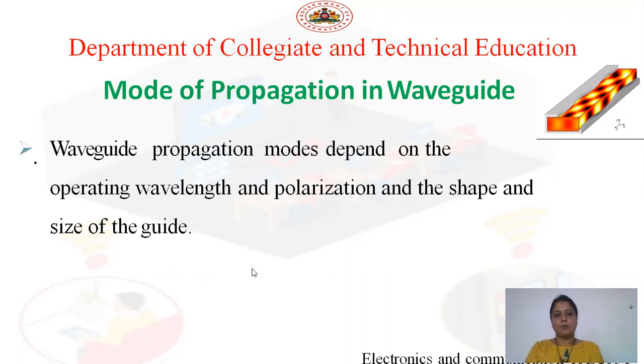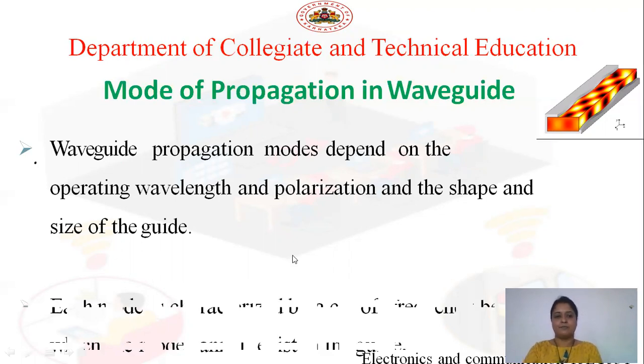That is, waveguide propagation modes depend on the operating wavelength, the polarization, and the shape and size of the guide. What is the wavelength of the particular signal, and how is it polarized? Is it electrically polarized or magnetically polarized, a TE wave or a TM wave? Also the shape and size of the waveguide. All these factors decide the modes of the waveguide.